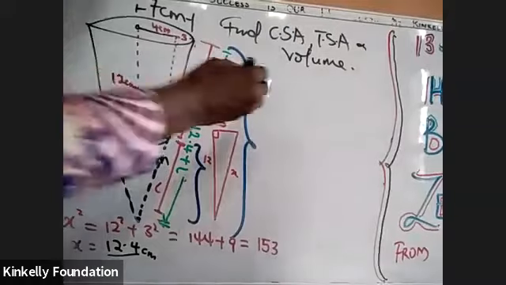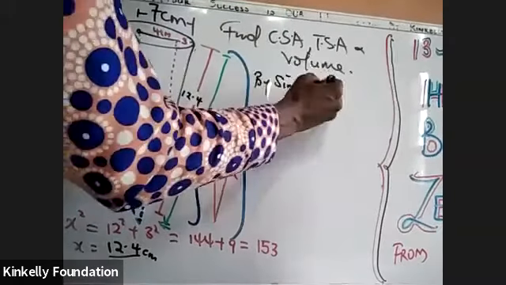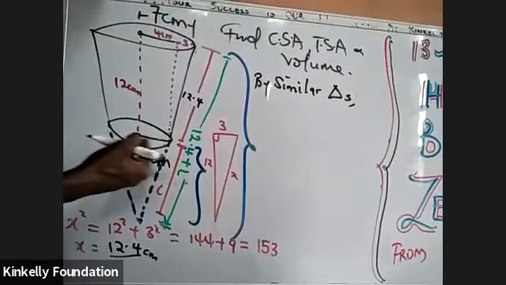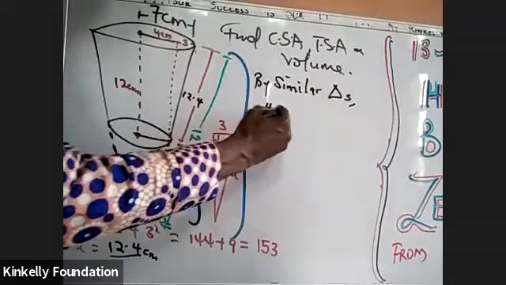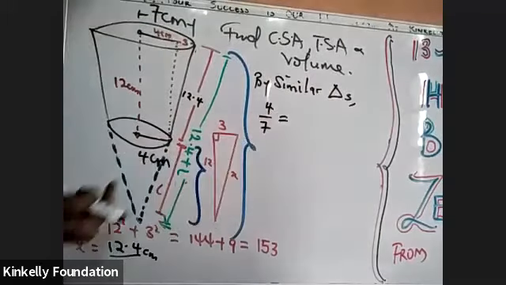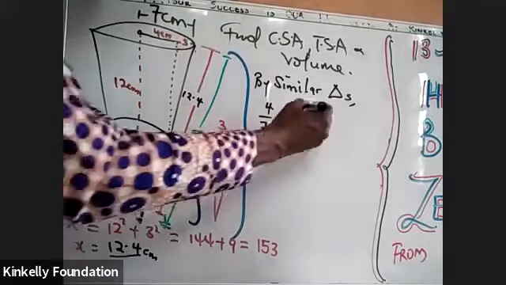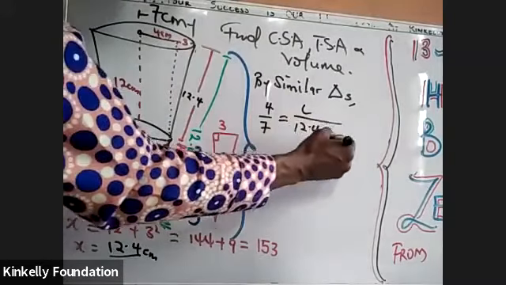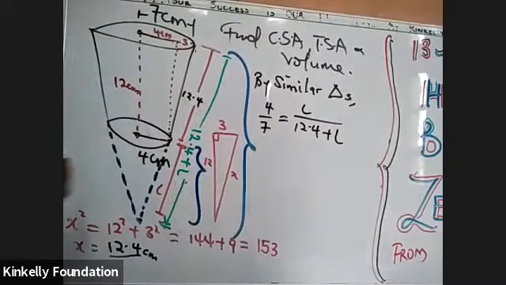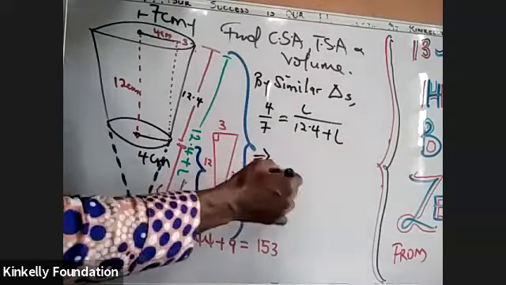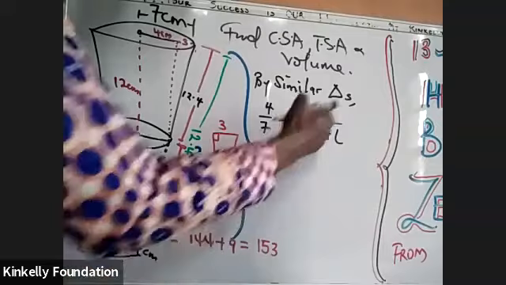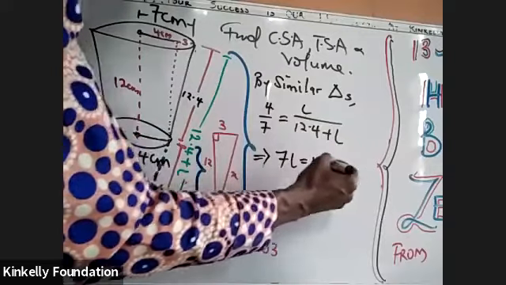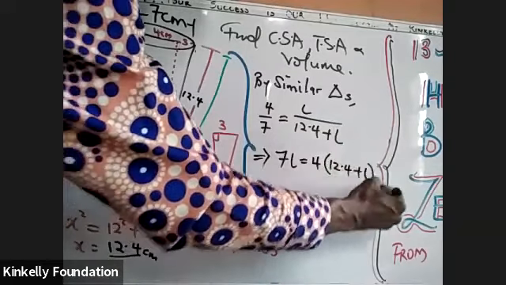By similar triangles, now compare the values. 4/7 is the same as the smaller length all over the bigger length, which is 12.4 plus L. We now have that 7 times L will be equal to 4 times (12.4 plus L).